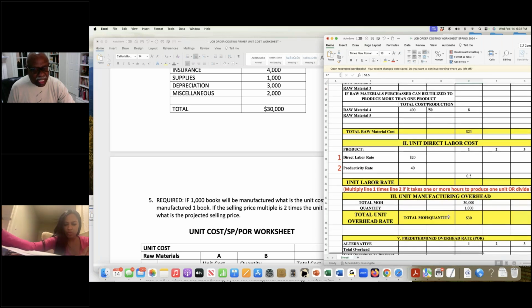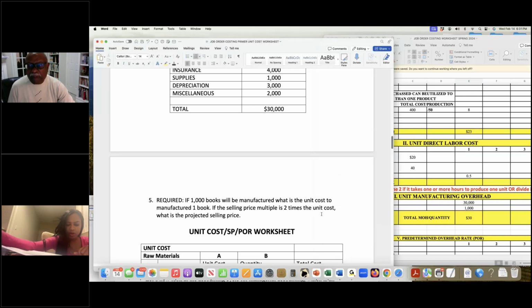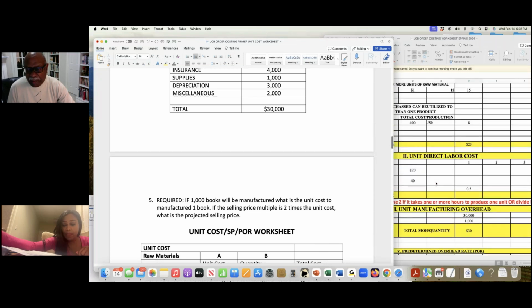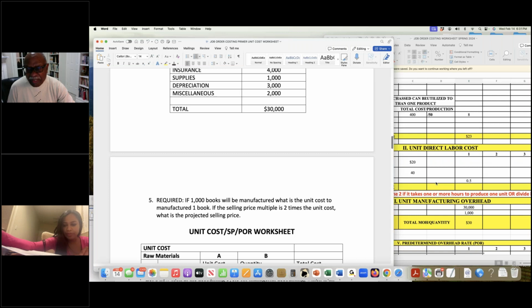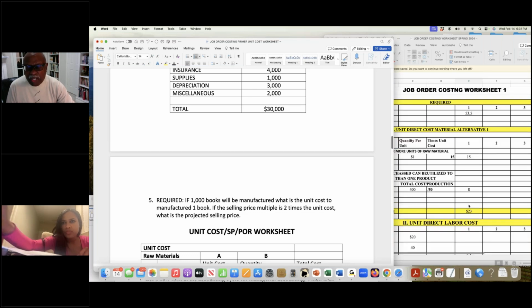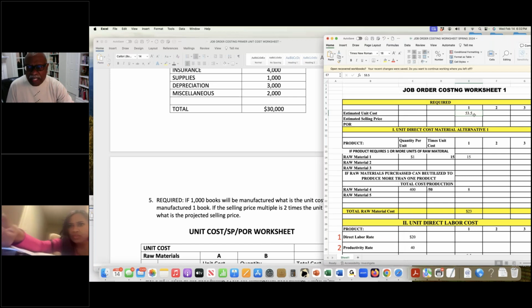Where did you put 53.50? Up here, all the way to the top. At the top of the worksheet is always your unit cost. Get those three costs, you add them together, and you put them right here. Okay.